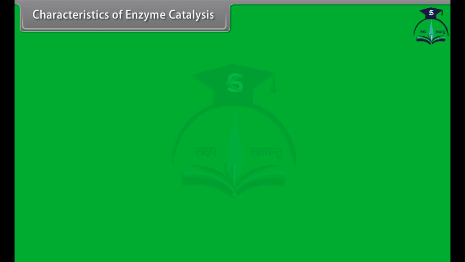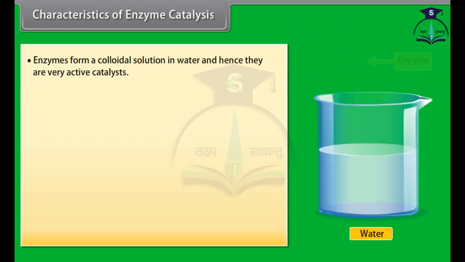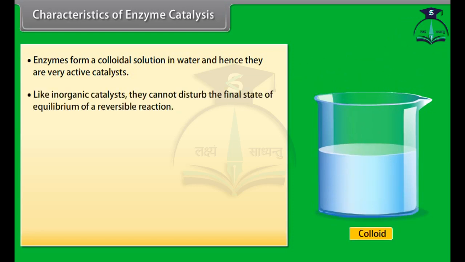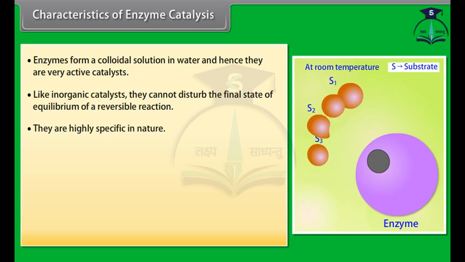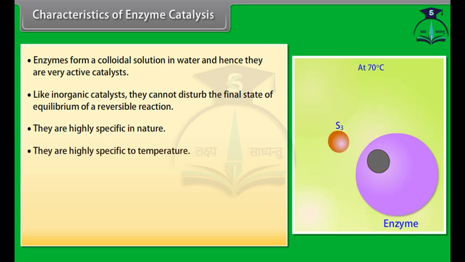Characteristics of enzyme catalysis. Enzymes form a colloidal solution in water, and hence they are very active catalysts. Like inorganic catalysts, they cannot disturb the final state of equilibrium of a reversible reaction. They are highly specific in nature. One catalyst cannot catalyze more than one reaction. They are highly specific to temperature. The optimum temperature of their activity is 35 degrees Celsius to 40 degrees Celsius.